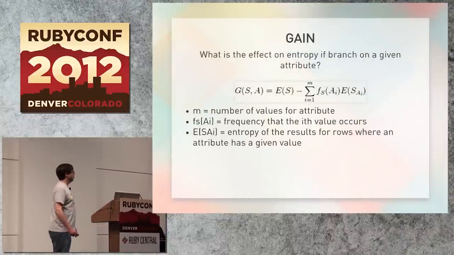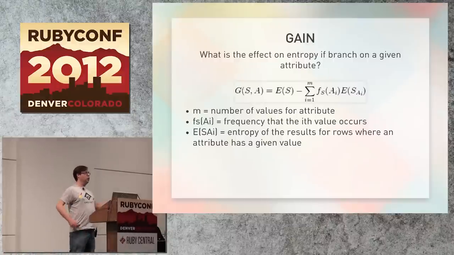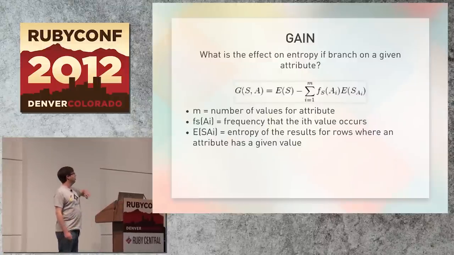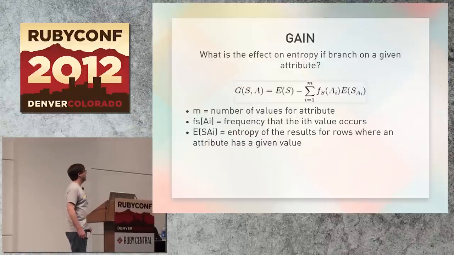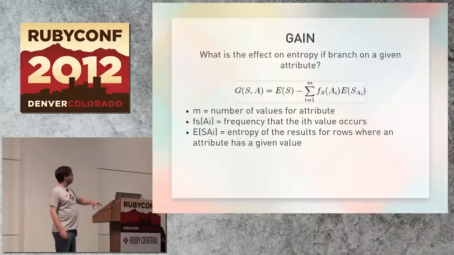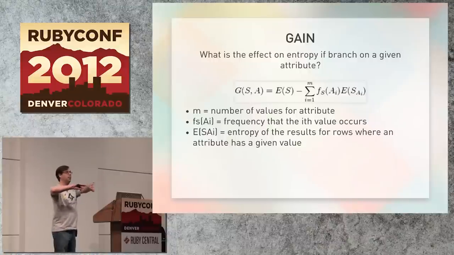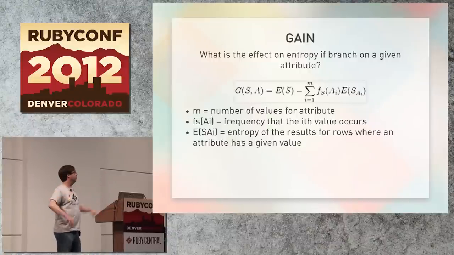So entropy by itself is interesting, but it doesn't actually tell me which attribute to pick. But I wanted to show you entropy so that when I showed you gain, it would make sense. And gain basically is a measure of the effect on entropy when I choose a given attribute to split up the table by.